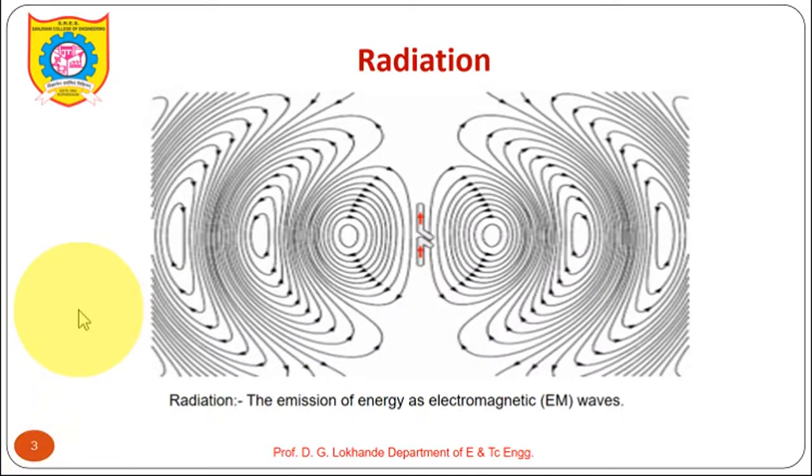Now basically, what is meant by radiation? Radiation is nothing but the emission of energy as electromagnetic waves. Whenever the EM waves are radiated in both directions from the dipole, they will propagate in free space as a part of electromagnetic energy.